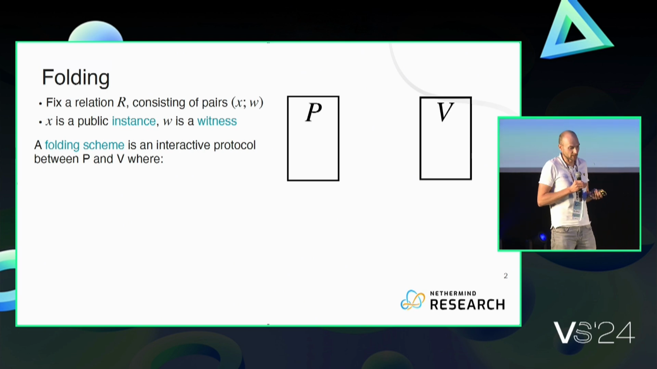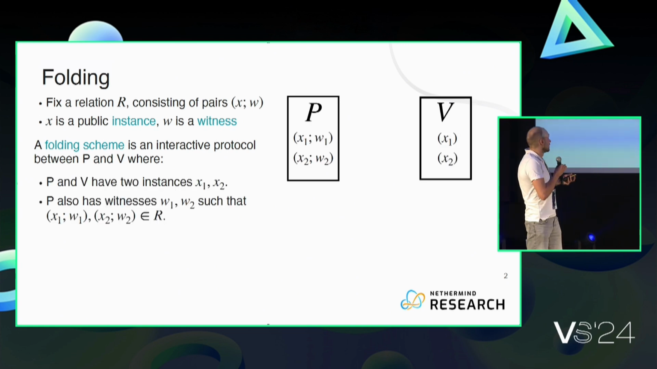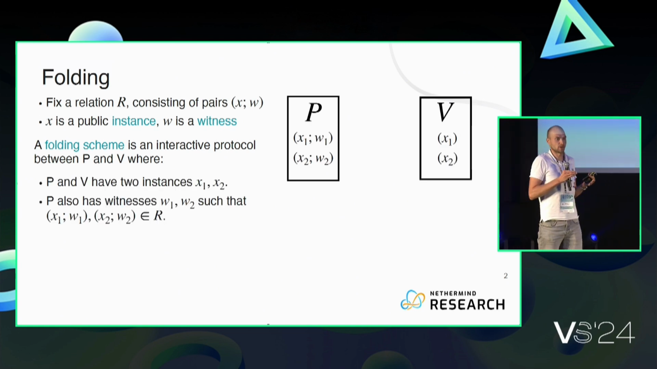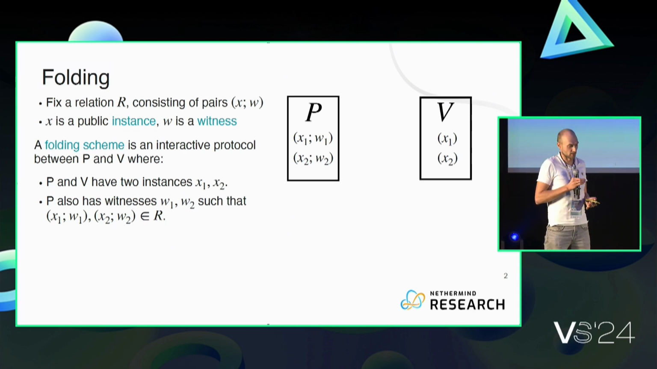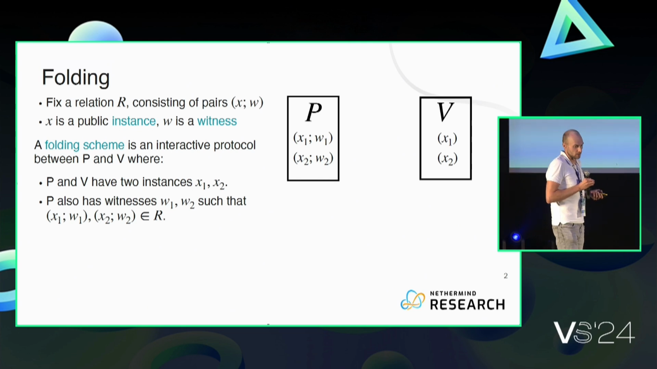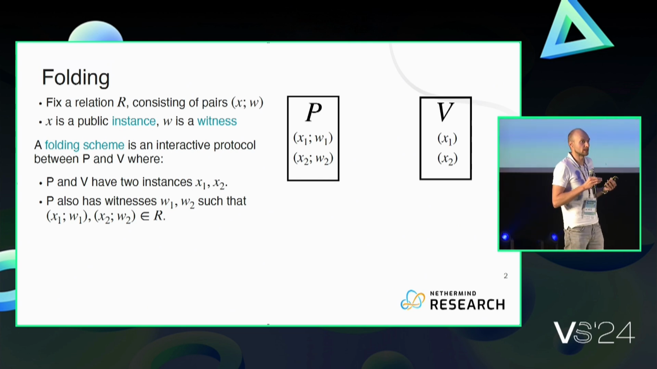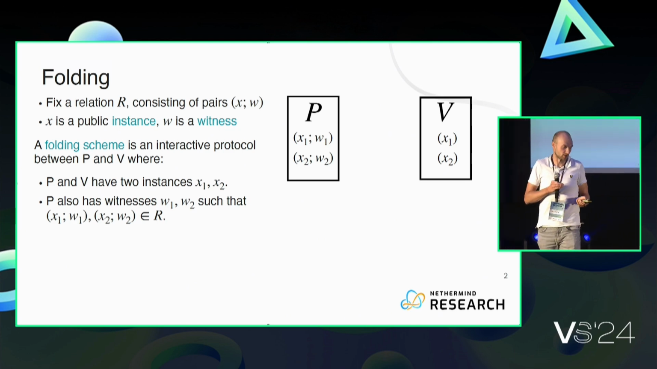In a folding scheme, we have our usual suspects, prover and verifier. In this case, the prover has as input two instance-witness pairs, and similarly, the verifier has two instances to be verified. What the prover wants to show is that both instances belong to some relation R.